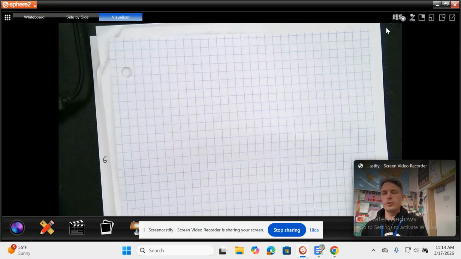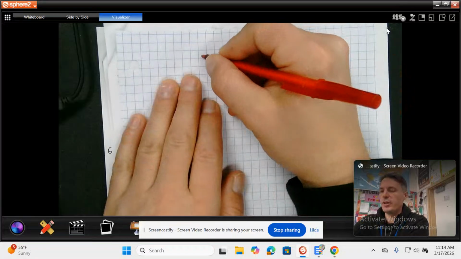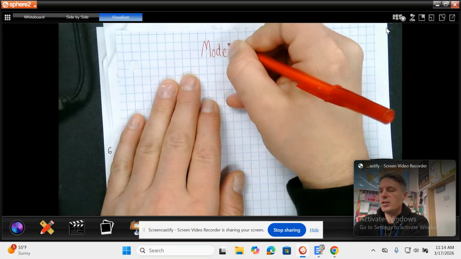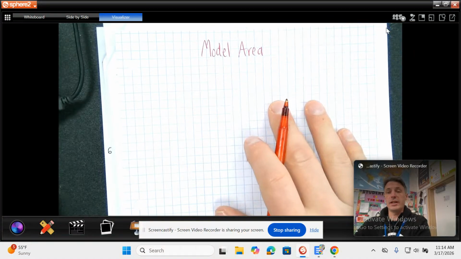Please open up your math notebook to the next available page and write the title of today's lesson, which is Model Area.